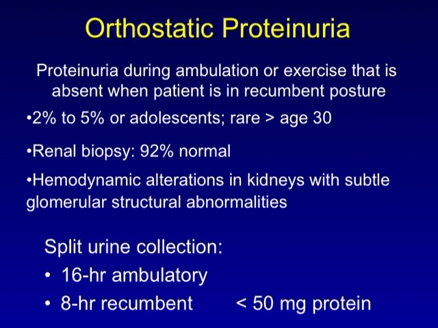A brief word on orthostatic proteinuria. This is a benign condition where proteinuria is detected during ambulation or exercise, but is absent when patients are in a recumbent posture. I put this in because it could be part of a question testing your knowledge about some of the more benign conditions that can cause proteinuria. Studies have shown that most of these, when they do go on to biopsy, are normal, and it's thought to occur from hemodynamic alteration, basically changes in renal perfusion, with subtle or little in the way of glomerular structural abnormalities. You can diagnose it by measuring the overnight urine collection and documenting that the total proteinuria that you may have measured on a previous one is not present when patients are recumbent.